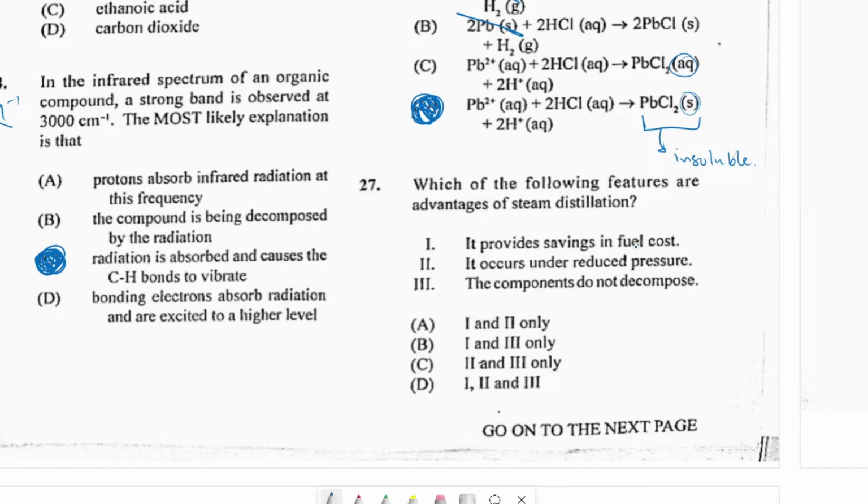Which of the following features are advantages of steam distillation? It provides savings in fuel costs. Yep. It occurs under reduced pressure. Nope. Reduced pressure distillation is the same as vacuum distillation, I believe, and vacuum distillation is not the same as steam distillation. So these are two different things. So 2 is out. The components do not decompose there. 1 and 3 go with that. So B.